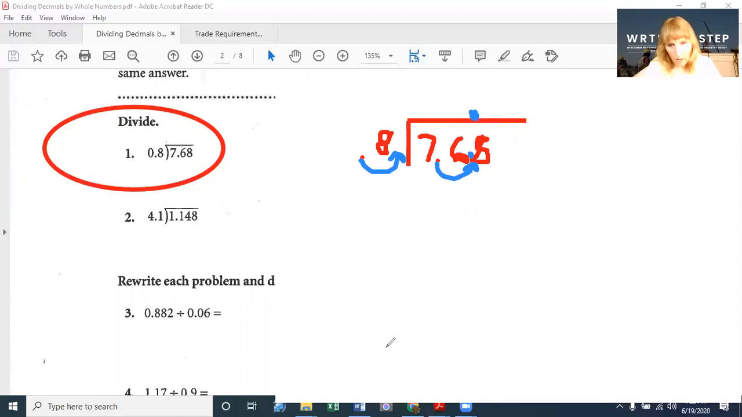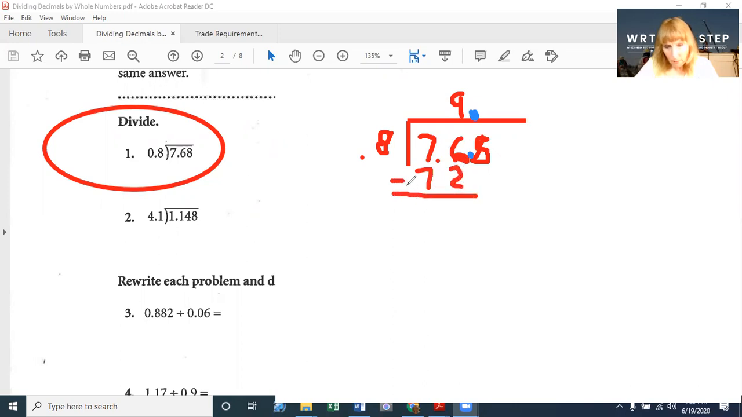So 8 can't go into 7, but 8 will go into 76. So how many times will 8 go into 76? 8 times 8 is 64. 8 times 9 is 72. So it's going to be 9. That's as close as we're going to get. We're going to put the 9 over the 6 because we went into 76. We multiply. 9 times 8 is 72. We subtract.